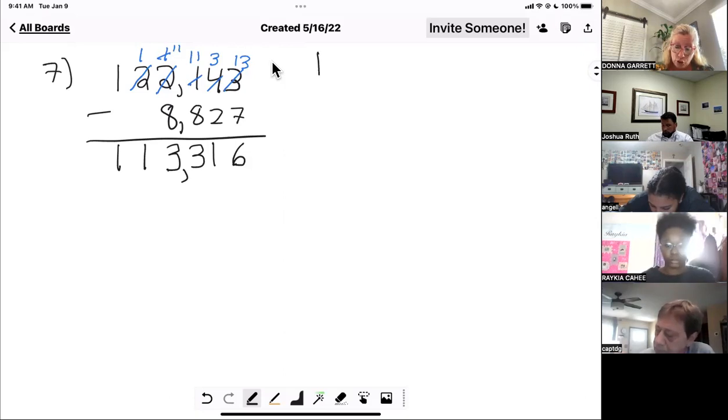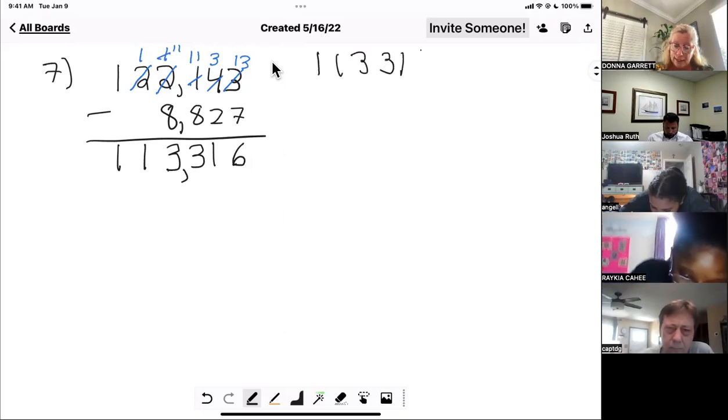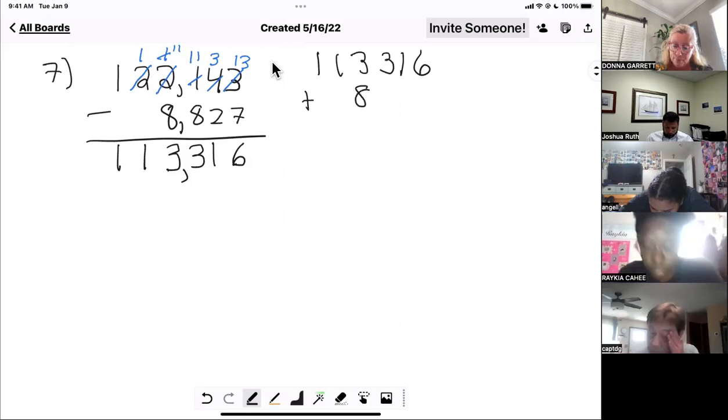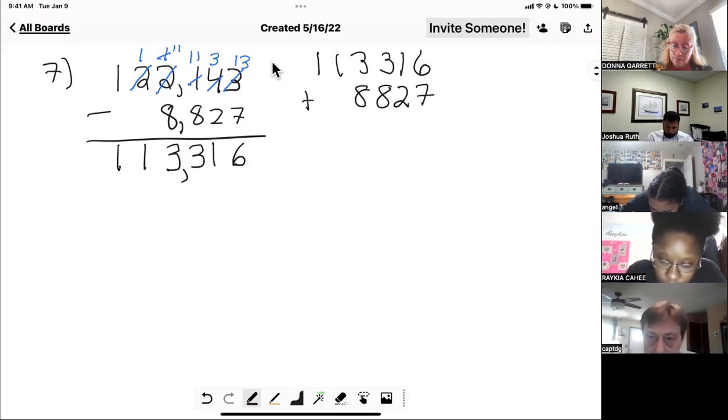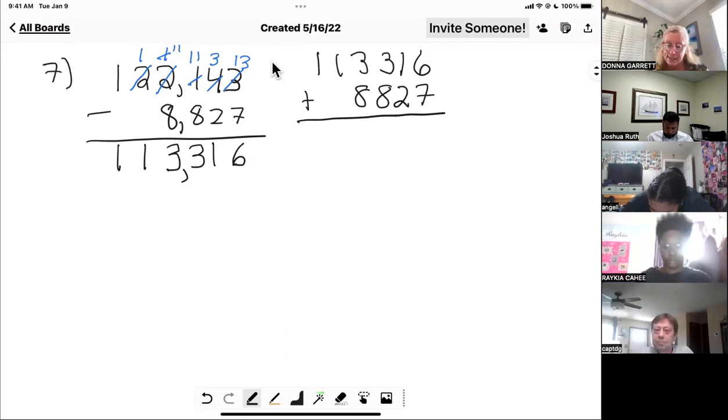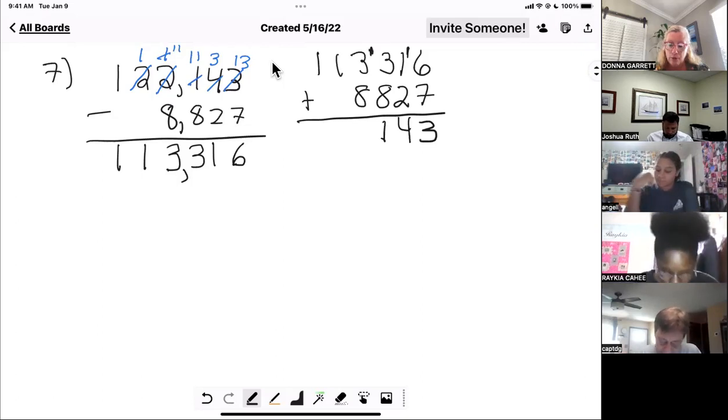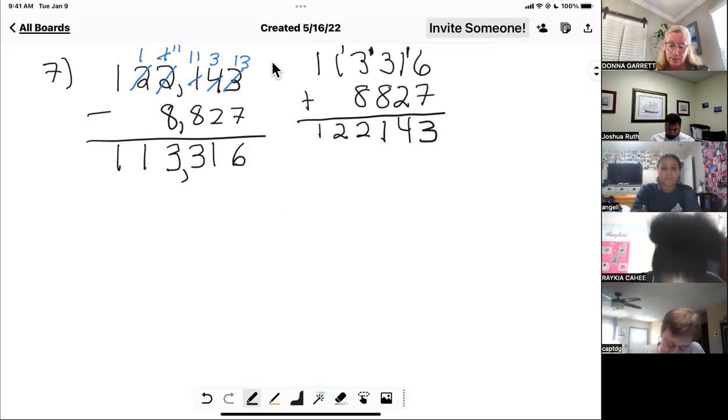Okay, so let's make sure we're right. We're going to add them. So this is our check. 7 plus 6 is 13. Carry the 1. 2 plus 1 is 3 plus 1 is 4. 8 plus 3 is 11. Carry the 1. 8 plus 3 is 11, plus 1 is 12. 1 plus 1 is 2. And bring down the 1. And did we match it? Yay! I know we did good. We got the answer.